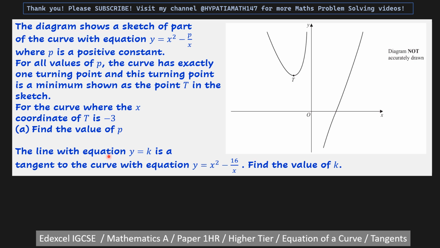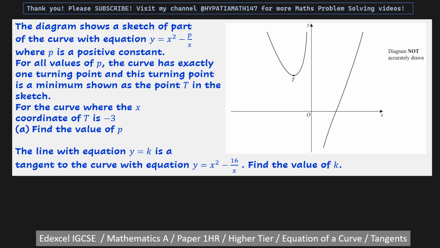And the next question says the line with equation y equals k is a tangent to the curve with equation y equals x squared minus 16 over x. Find the value of k. So what I think is, for both of these equations, we need to differentiate them, and that's the key really.